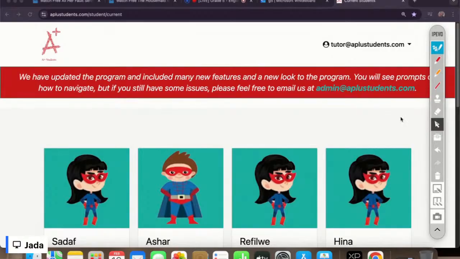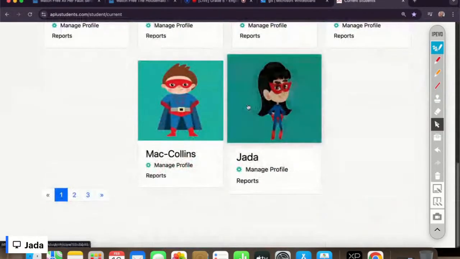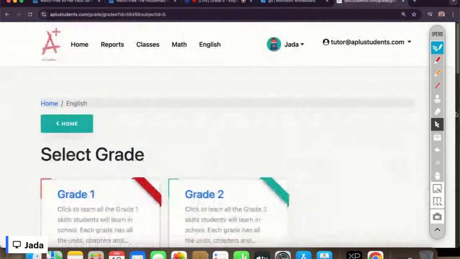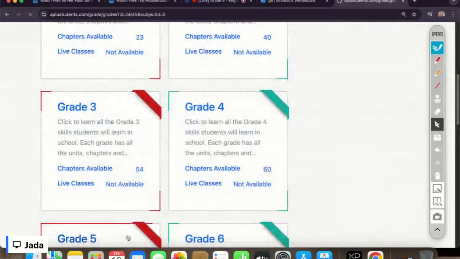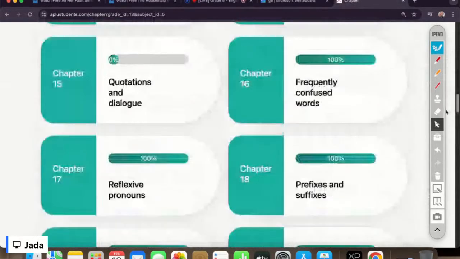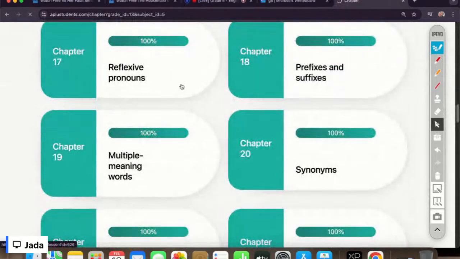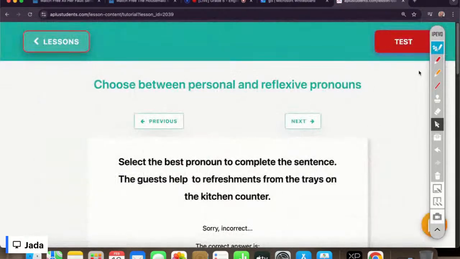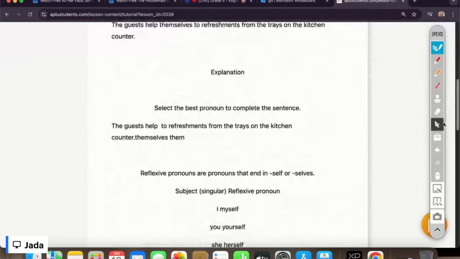Alright, so I'll take you through logging in. After clicking on aplusden.com, you move over here and you click on your name. Go to English, which is also language arts. Scroll down to grade 5 and you move over here to select reflexive pronoun. Alright, so we'll start with the first one.